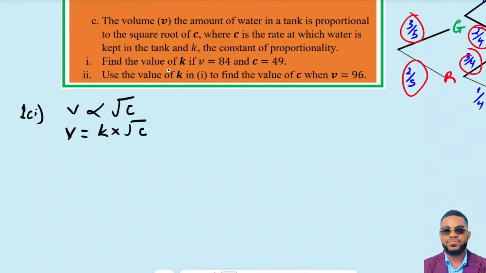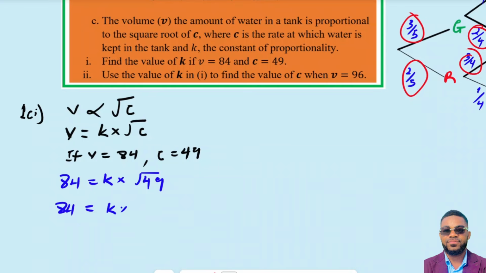Now, we have to find the value of k if v is equal to 84 and c is equal to 49. So let's do the substitutions here. In place of v, I'm going to write 84. So we have 84 equal to k, that is what we are looking for, times the root of c, and c is 49. So we are going to get 84 equal to k multiplying the root of 49, which is going to be 7. The reason is that 49 is a perfect square. So 7 times 7 will give you 49. So the root of this is going to be 7.